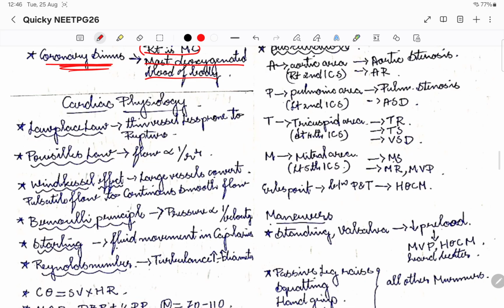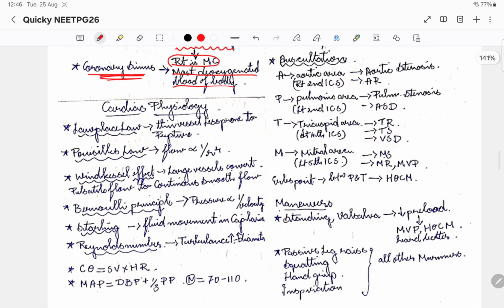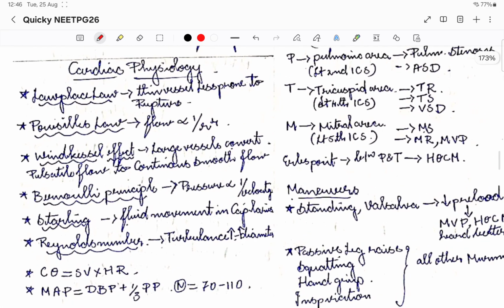Then coming to physiology. For certain laws, don't remember any of the law names. I want you to know only the important things about that particular law. Laplace's law tells that thin vessels are less prone to rupture. Please remember only these things. On the right side, what is there? Remember that.